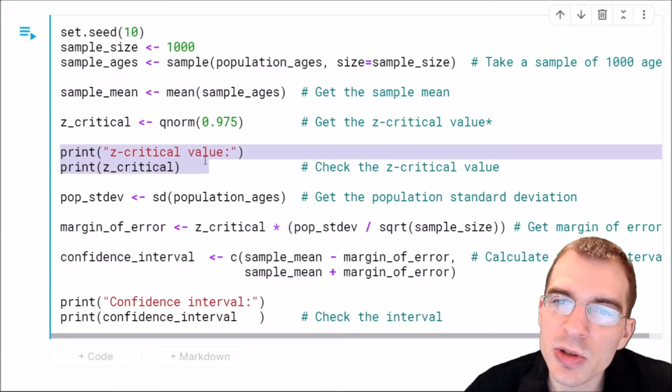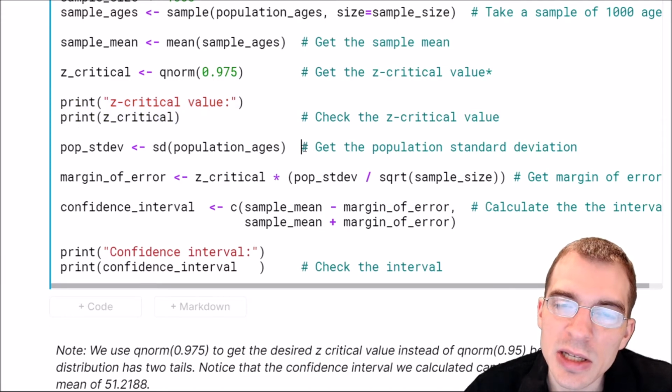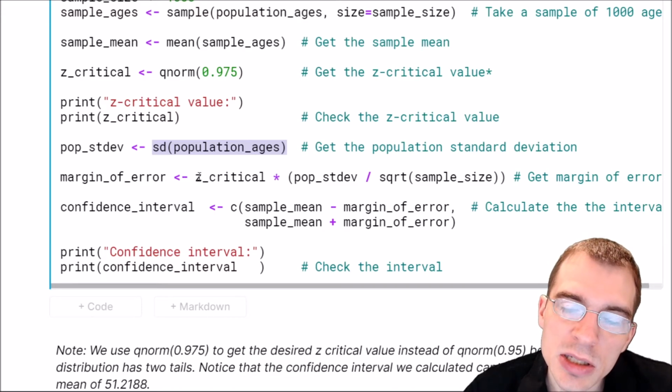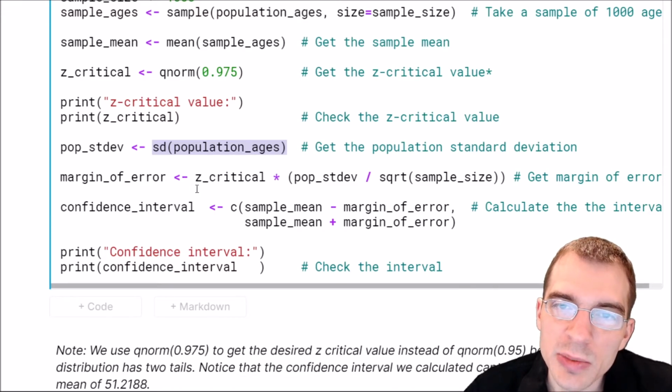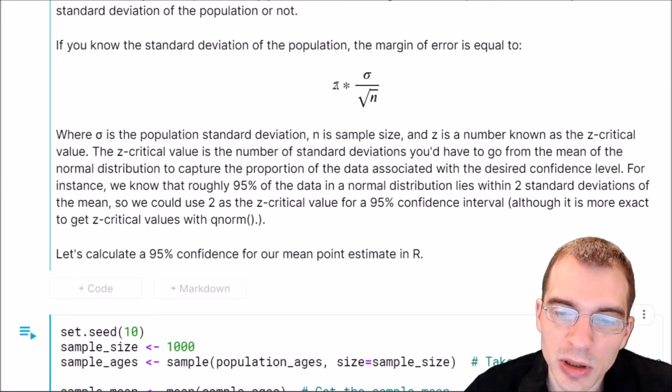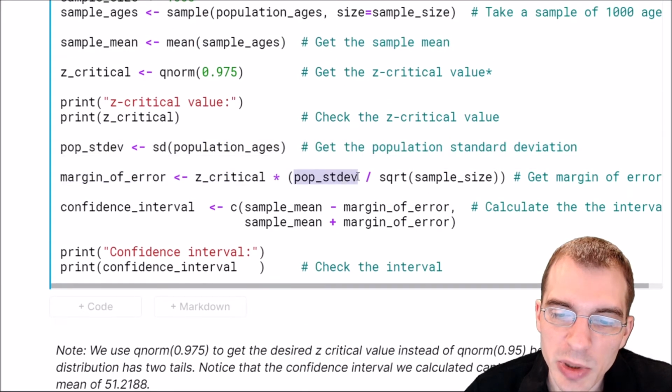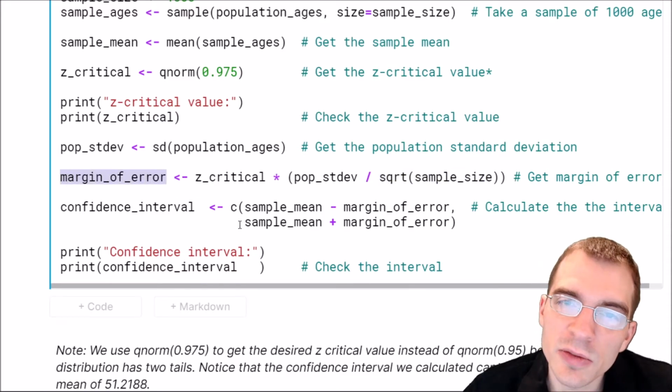And then we're going to get the standard deviation of our population. Since we actually generated that earlier, we can just do SD of the population ages. And then we need to calculate our margin of error. This is the amount we subtract and add to our point estimate to get the confidence interval. So our margin of error is going to be equal to our z-critical value, that was z up here, times the standard deviation, that's the standard deviation of the pop, we already had that, divided by the square root of our sample size.